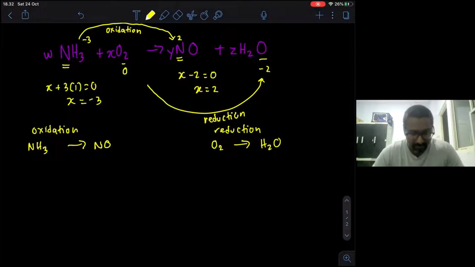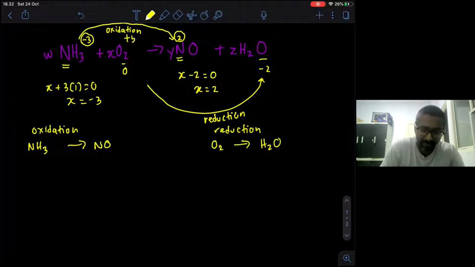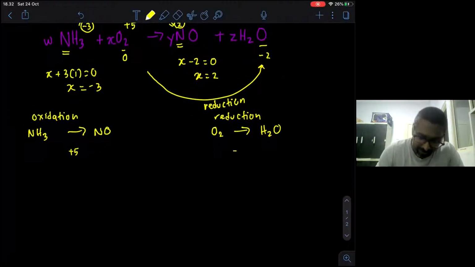The next part is, under oxidation, if I look at the number -3 to become 2, that is an increase in oxidation number by 5 units. -3 plus 5 is going to be 2. So there's an increase by 5 units in oxidation number. And then if you look at the oxidation number for oxygen, there is a decrease by 2 units. So I will write down -2.